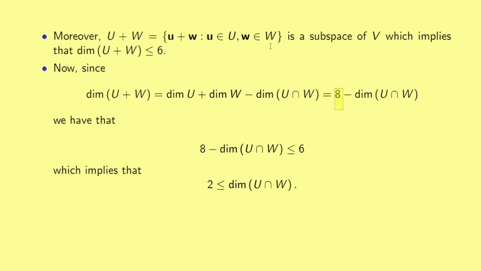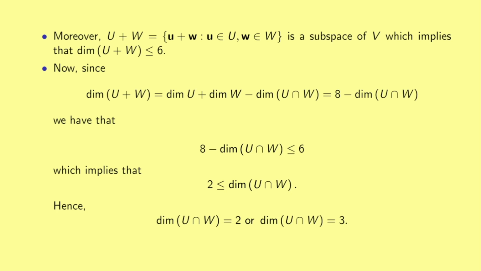Now we take this 8 minus the dimension of U intersection W and use the fact that the dimension of U plus W is less or equal than 6. So we get this inequality: 8 minus the dimension of U intersection W is less or equal than 6. Now we rearrange the terms of the inequality, and we obtain that the dimension of U intersection W must be greater or equal than 2. Putting this together with what we had before, we get that the dimension of U intersection W is either 2 or 3.